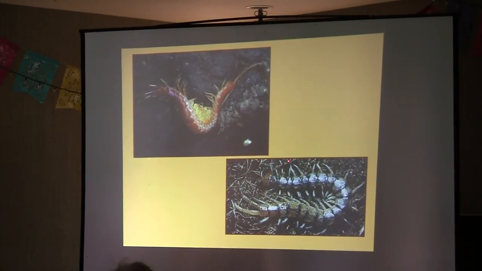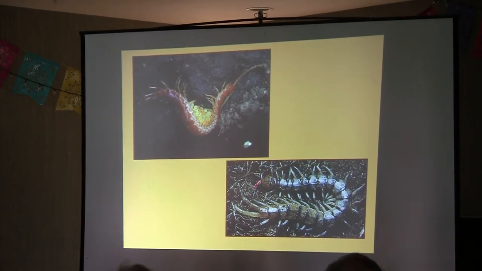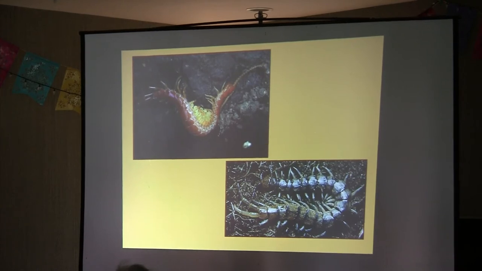You can see how there's only one pair of legs per segment. Millipedes have two. And this has mouth parts that are able to pack a wallop.